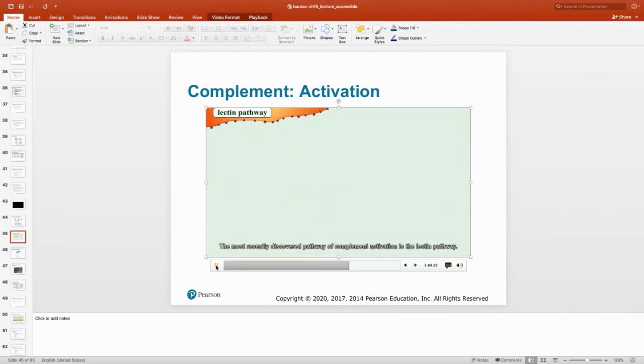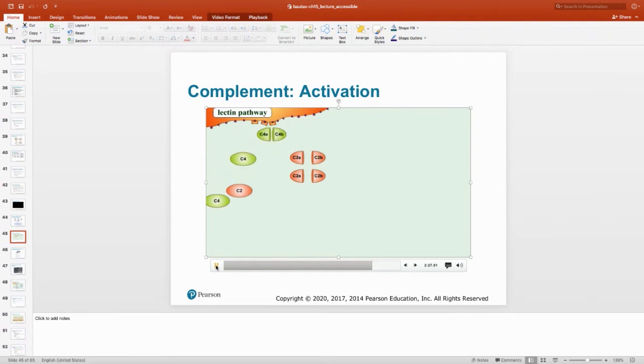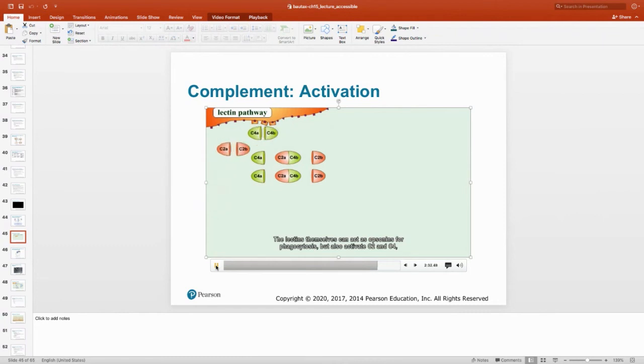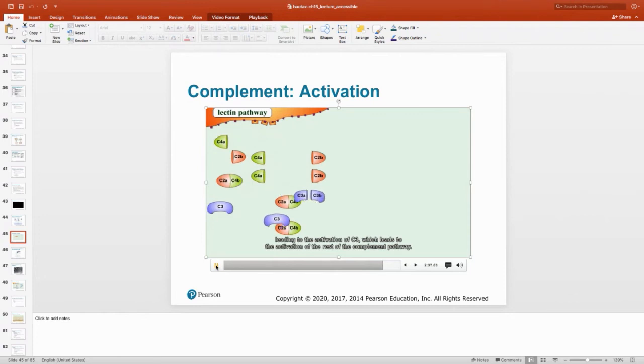The most recently discovered pathway of complement activation is the lectin pathway. When macrophages ingest material through phagocytosis, they release chemicals that stimulate the production of carbohydrate binding proteins called lectins. The lectins bind to distinctive patterns of carbohydrates on the surfaces of certain bacteria and viruses. The lectins themselves can act as opsonins for phagocytosis, but also activate C2 and C4, which leads to the activation of C3, leading to the activation of the rest of the complement pathway.